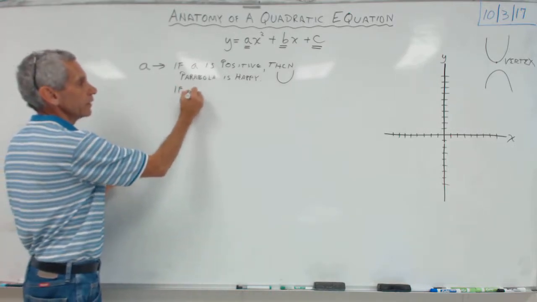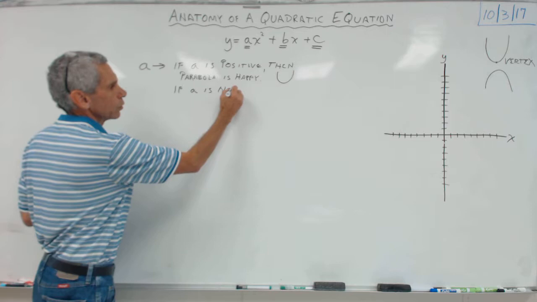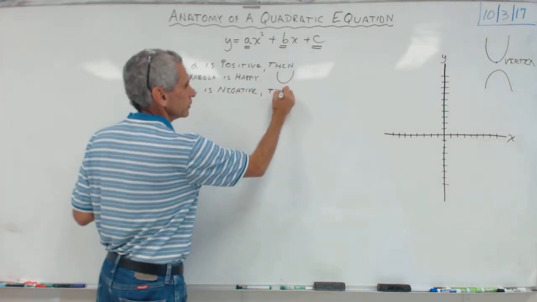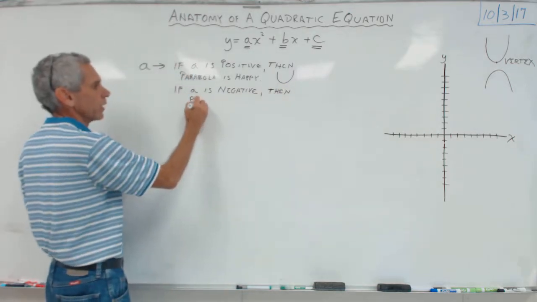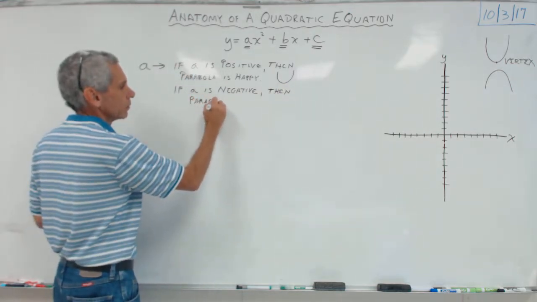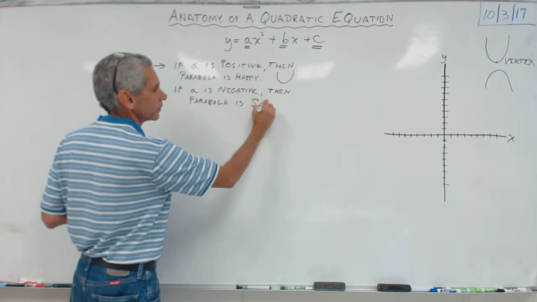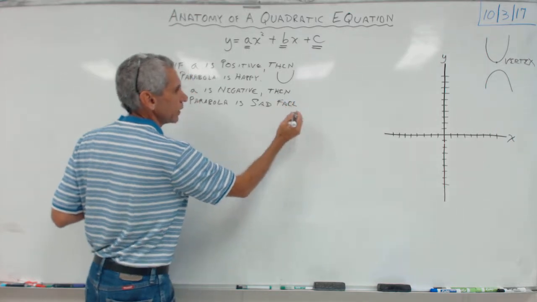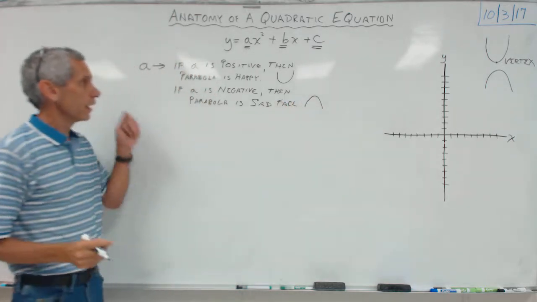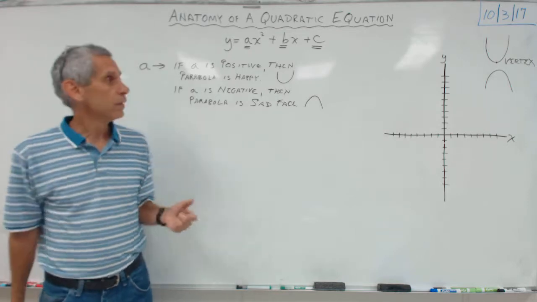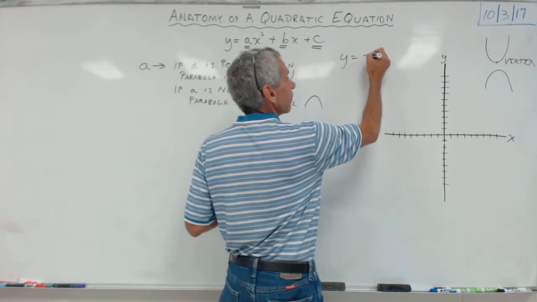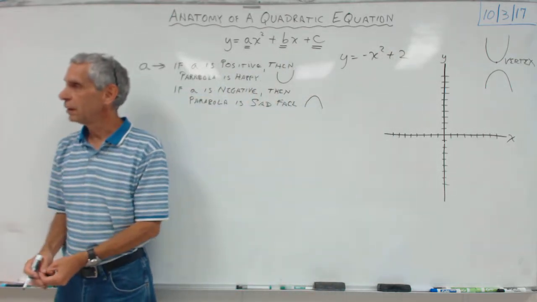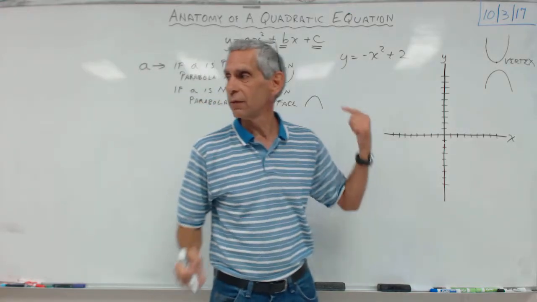But if A is negative, poor A, then the parabola is a sad face. So it's going to be down like that. So that immediately tells you, right? If I wrote y is equal to negative x squared plus 2, is that going to be a happy face or a sad face? Sad face. Immediately you know that, right?